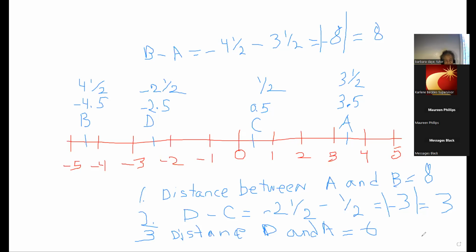So Maureen, I think you understand it now, right? Very good. It helps sometimes when you look at it on a number line, but you don't really have to use the number line. You can add the figures or subtract the figures and then use the absolute value.